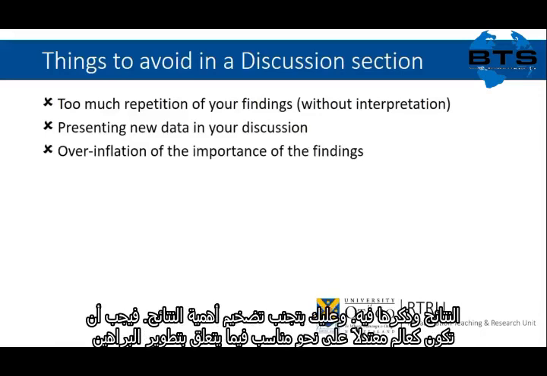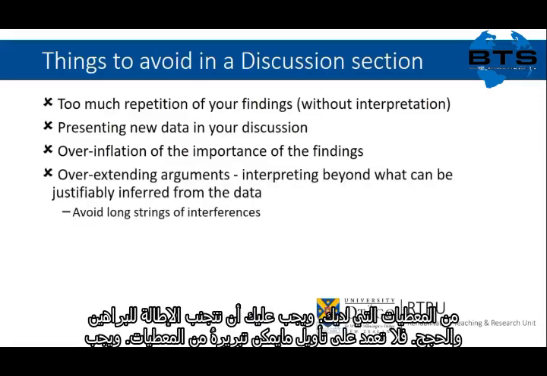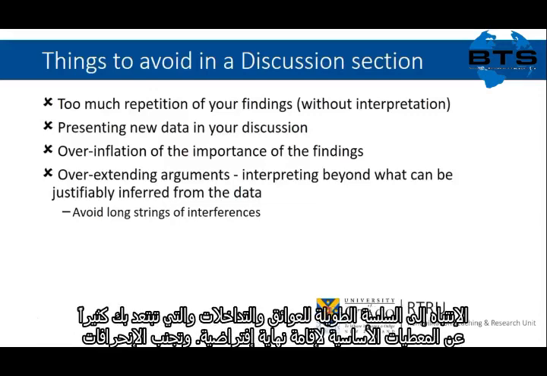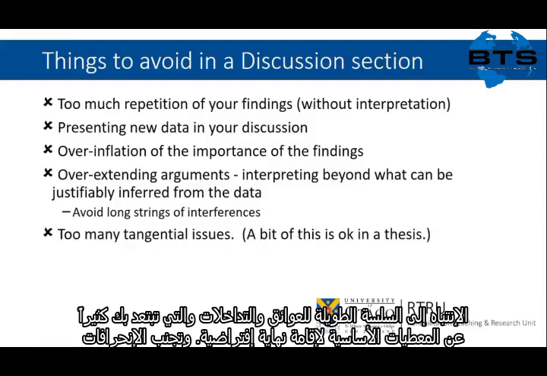Avoid overinflating the importance of your findings. As a scientist, you need to be appropriately conservative in terms of how far you can develop arguments from the data that you have. And similarly, avoid overextending your arguments. Don't interpret beyond what can be justifiably inferred from the data. One thing to look out for is long strings of inferences. If this, then this, then this, then this, when you've moved a long way away from your original data to reach some hypothetical conclusion. Avoid raising too many tangential issues.